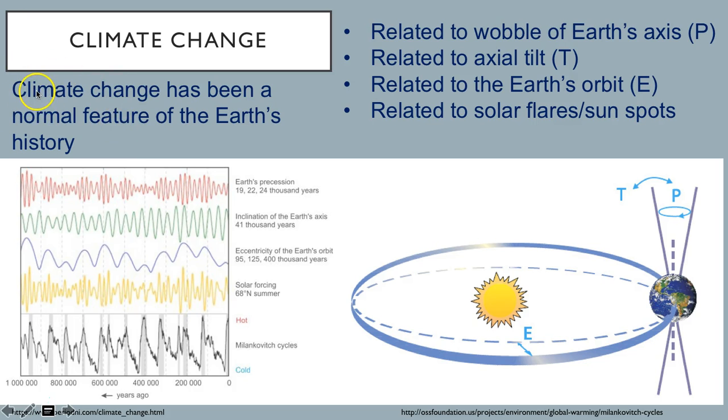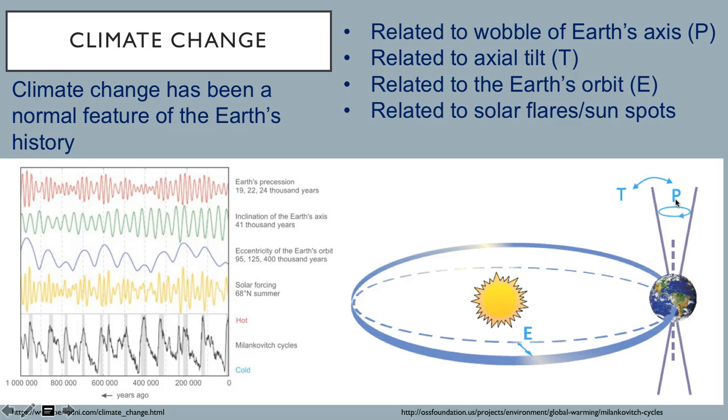Climate change has been a normal feature of Earth's history. In this graph, you can see fluctuations between hot and cold temperatures over a long period of time. These correlate with precession of Earth's wobble around its axis, toward or away from the sun. This cycle occurs about every 26,000 years.